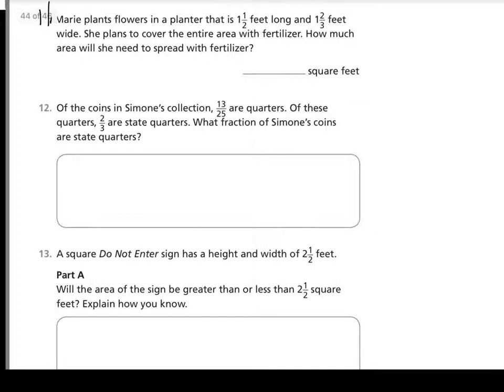Question number 11. I want to plant flowers in a planter that is 1.5 feet long and 1 2/3 feet wide. I plan to cover the entire area with fertilizer. So how much area will I need to spread with fertilizer? This question is clearly asking you to find the area. And so let's do that with a similar problem.